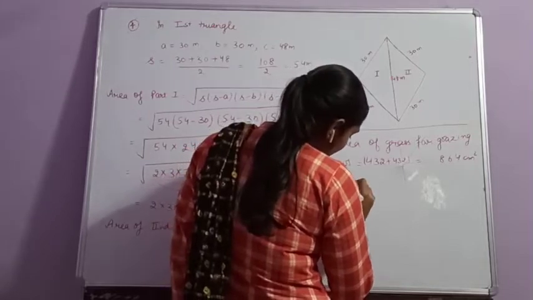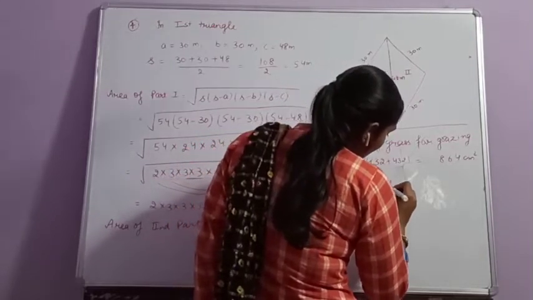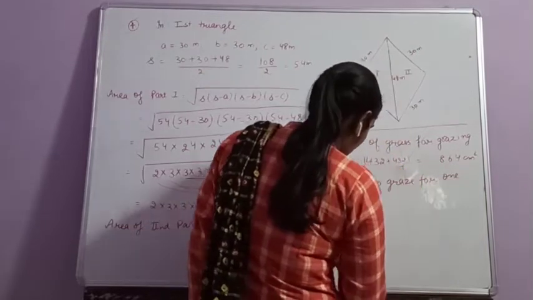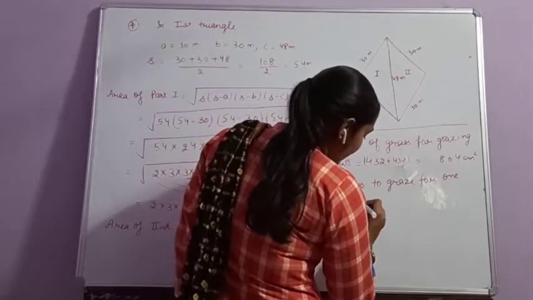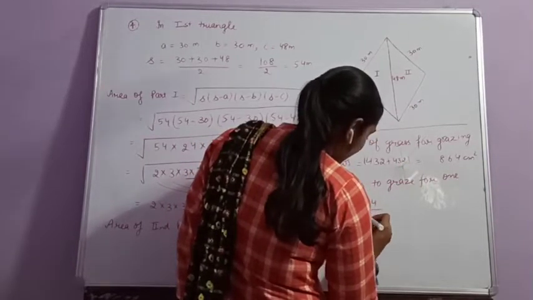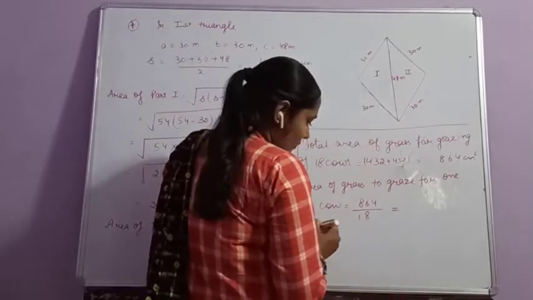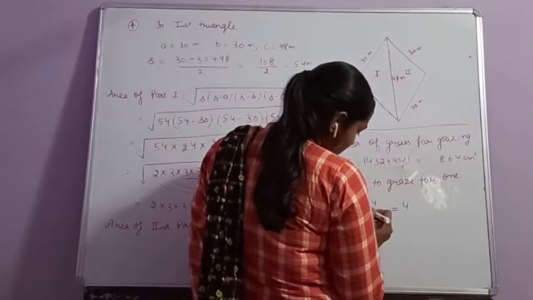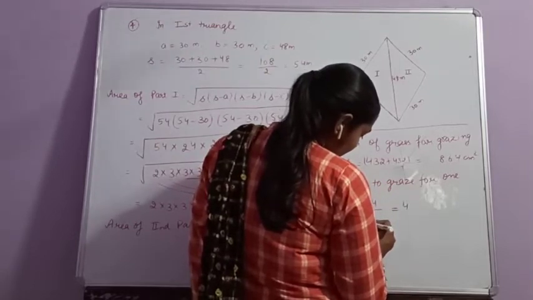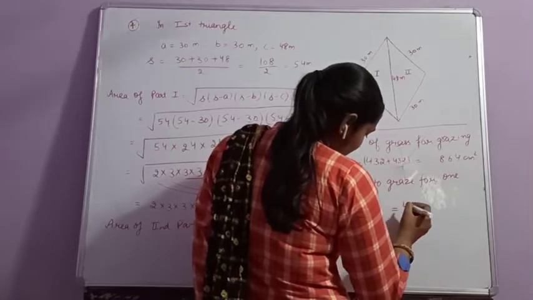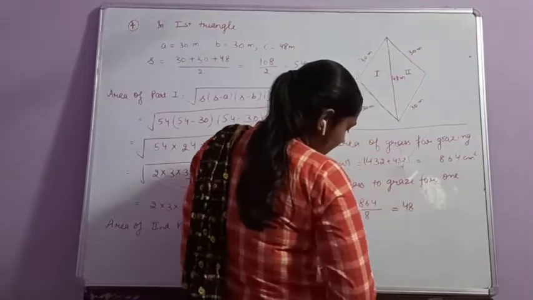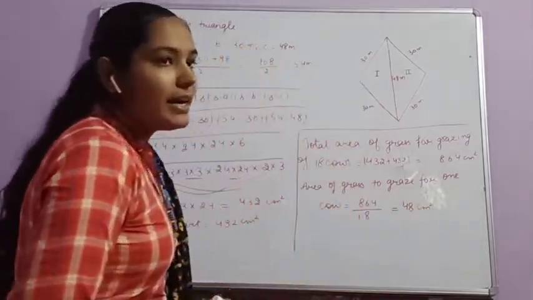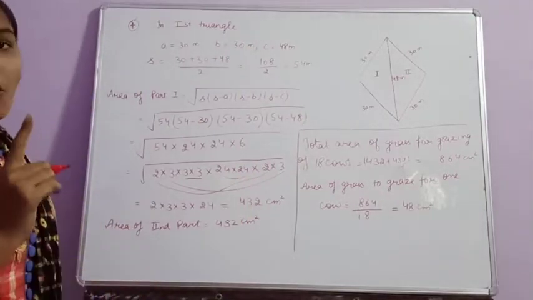of grass to graze for one cow, that will be 864 divided by 18, that is equal to 18 fours are 72, 18 eights are 144 square centimeter. That will be the area of grass for grazing of one cow.